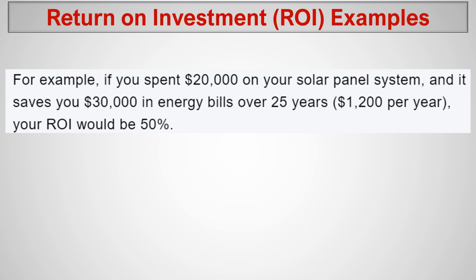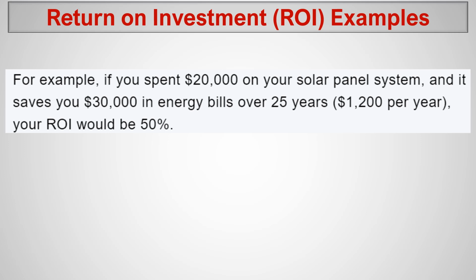So $10,000 profit for $20,000 investment. So ROI will be 50%. So we can mentally calculate. We don't need a huge calculation or any formulas or anything. We simply calculate. We put $20,000 and what is the profit is $10,000.